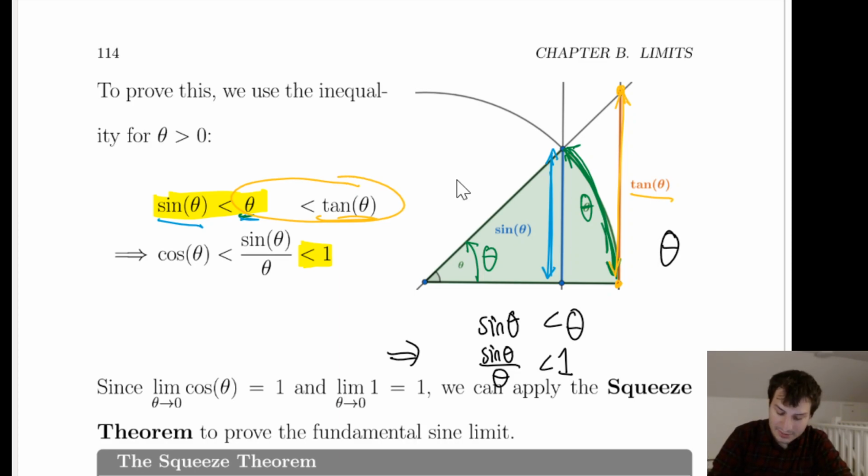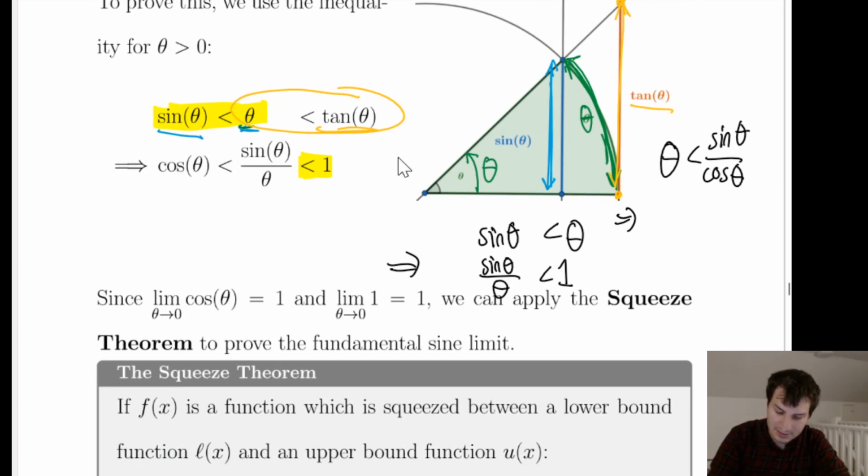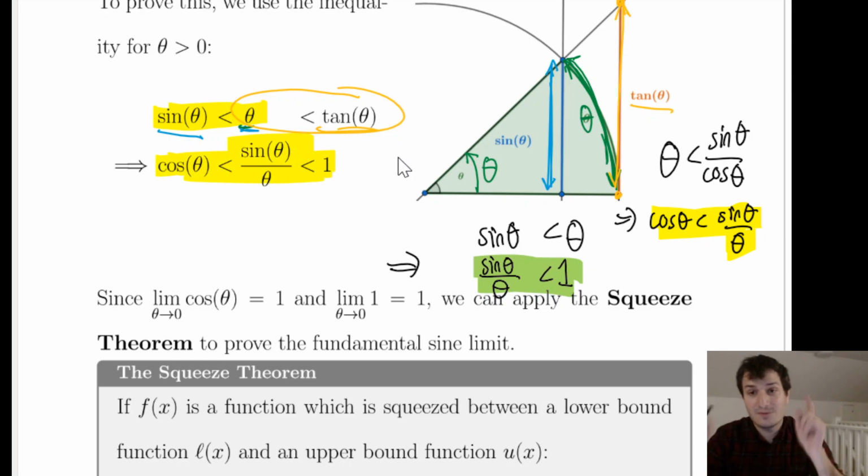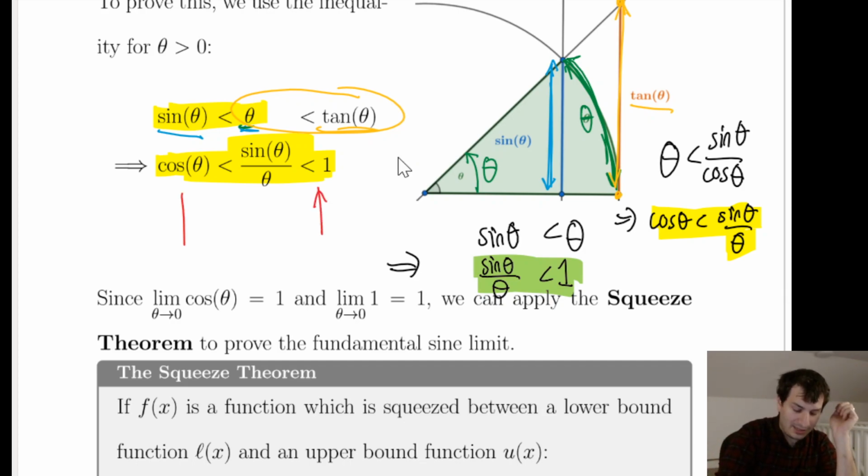And if theta is less than the tangent of theta, well, tangent is sine over cosine, you can rearrange this equation because we're looking at positive angles here. That means that the cosine of theta is less than the sine of theta divided by theta. And if you combine these two facts, so one fact said that the sine of theta over theta was less than 1. The other fact said that the cosine of theta is less than the sine of theta over theta. If you combine them, you get this whole thing, that the sine of theta over theta, that's the function we care about, is sandwiched, or squeezed, between 1 and cosine.